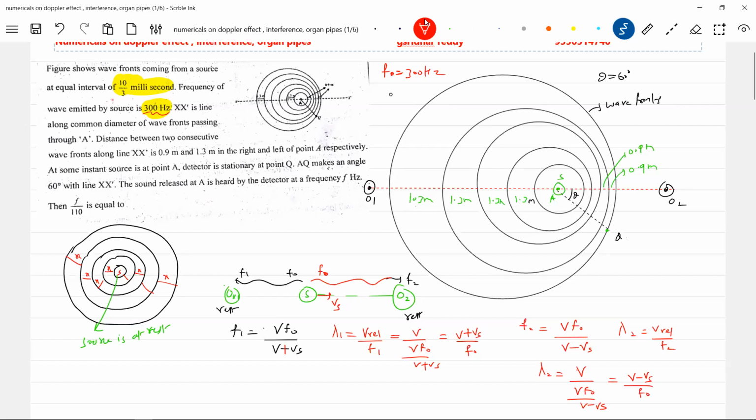Okay, I agree with this, no problem. Tell me, for which observer will the wavelength of the waves be more? For the first observer. The wavelength of the waves received by it will be more. For the second observer, the wavelength of waves received by it will be less.